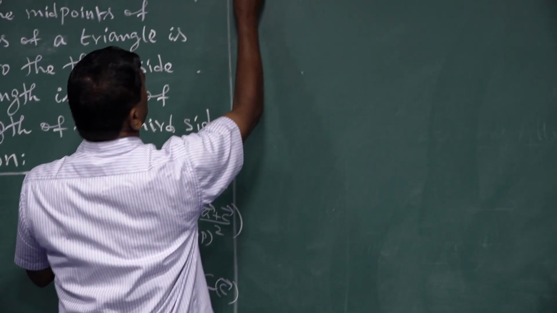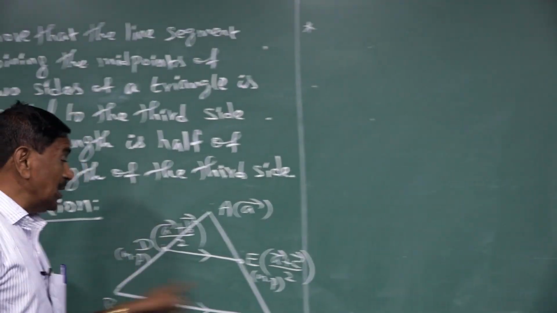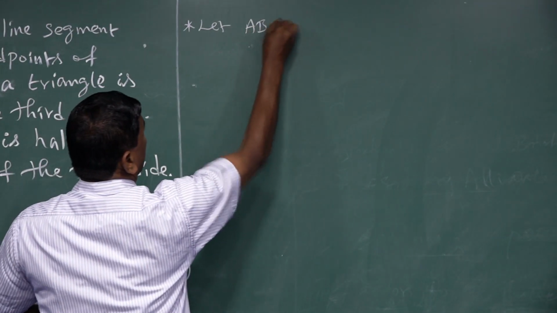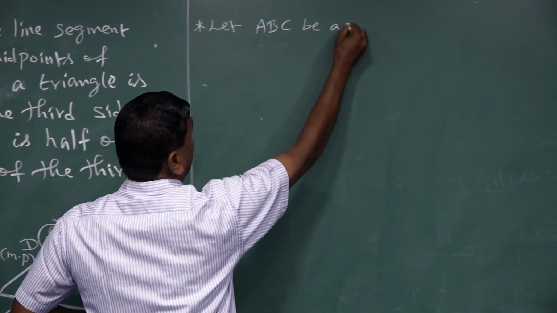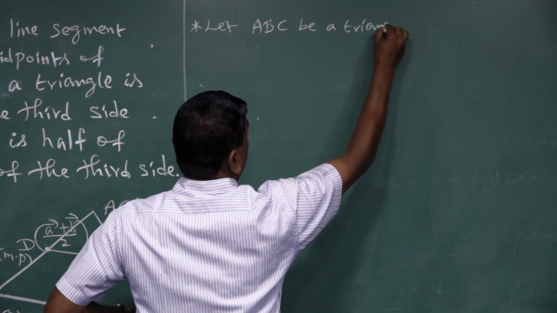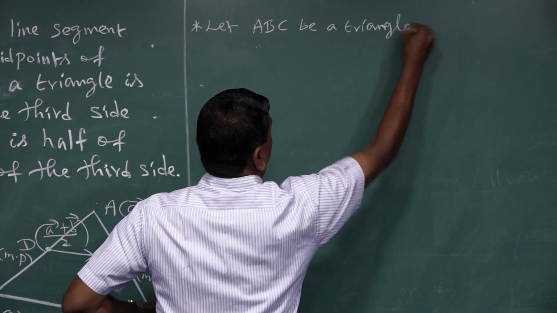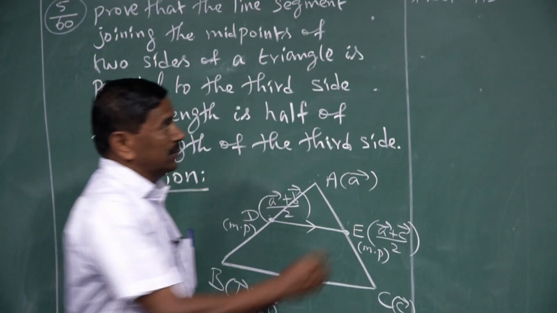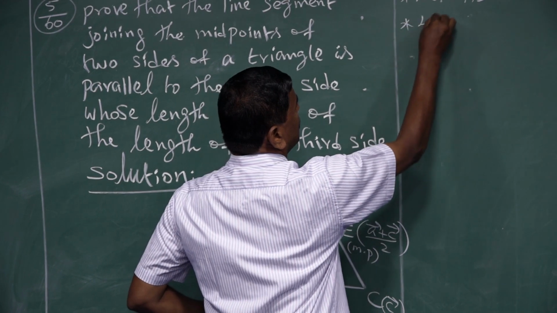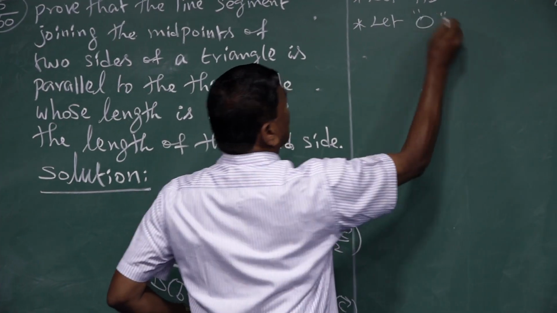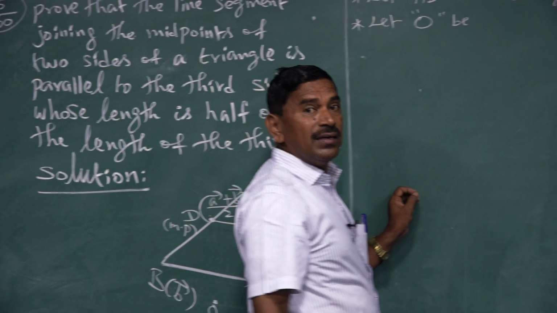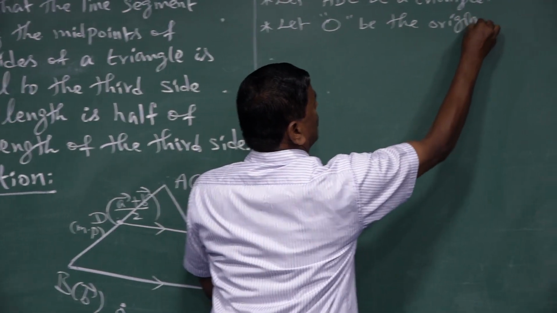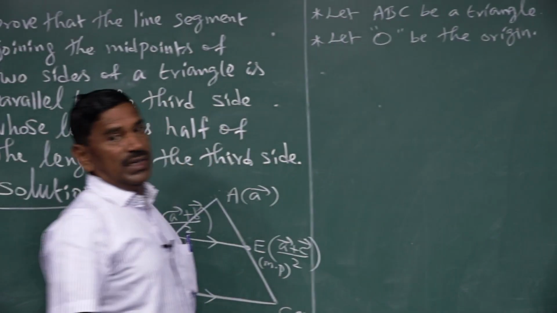Listen. Step 1. Let ABC be a triangle. Let O be the origin. Okay. Step 2 ready. Next step.